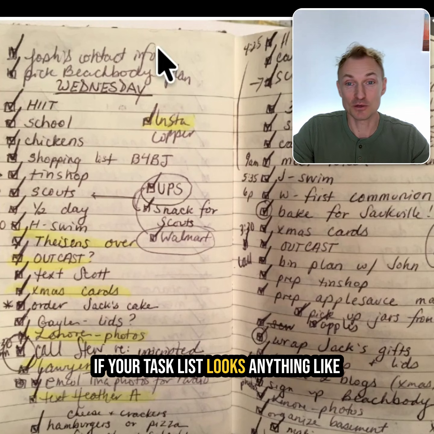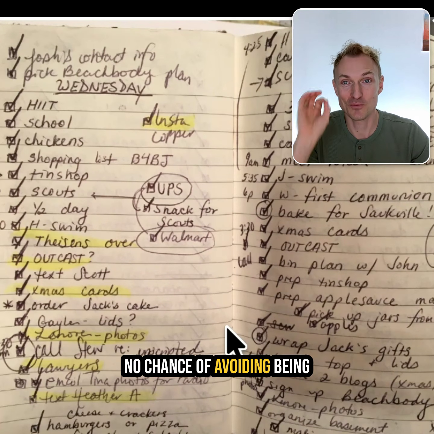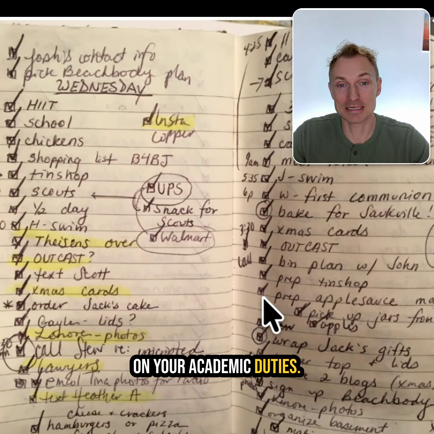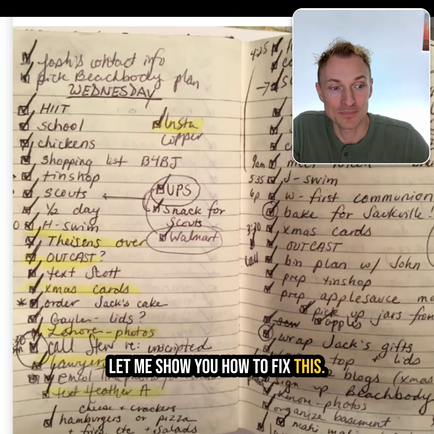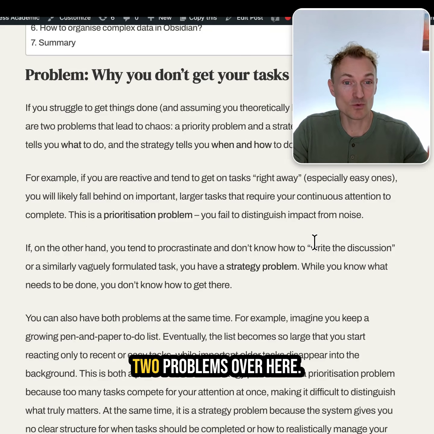If your task list looks anything like this over here, you have absolutely no chance of avoiding being overwhelmed or procrastinating on your academic duties. Let me show you how to fix this. The first thing to understand is what is actually the problem. And so there are actually two problems over here.